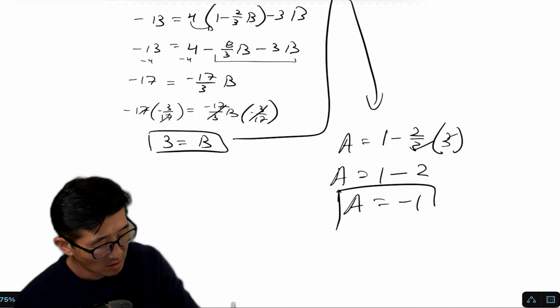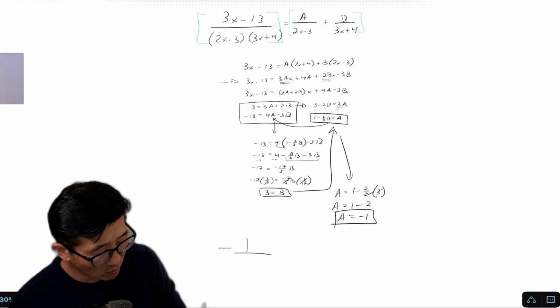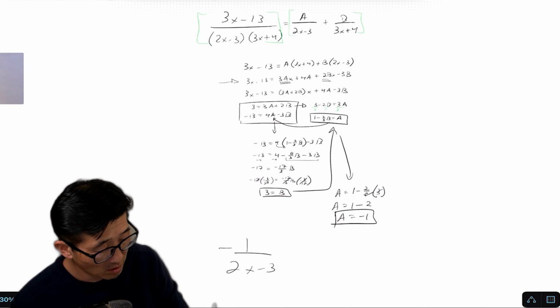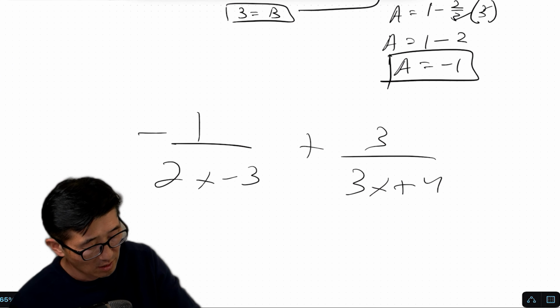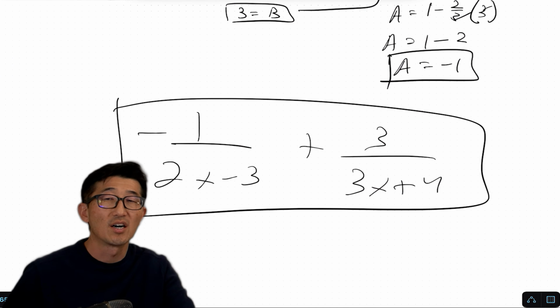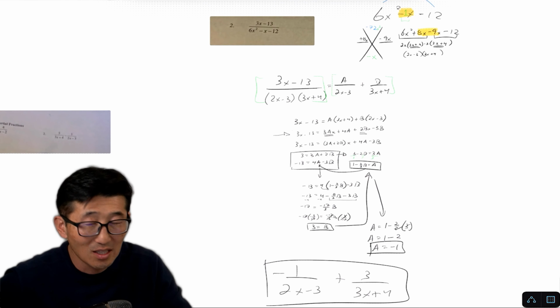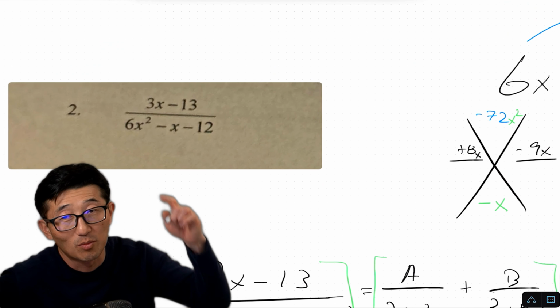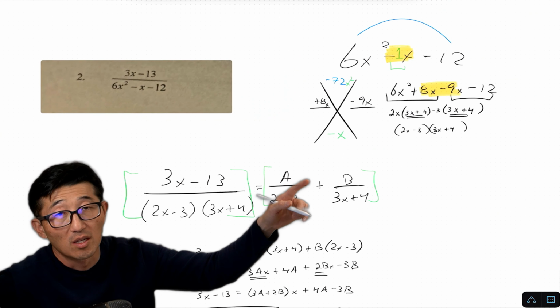There it is. Then you just plug it back into the original, so it'll be negative 1 over 2x minus 3 plus 3 over 3x plus 4. It's just a lot of computational work, so if you stay focused and don't make a mistake, you should get there. The hardest part will be when you have to factor something big like this, so practice doing the X method, and you should be good to go.